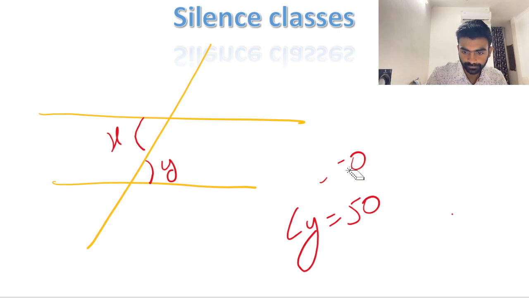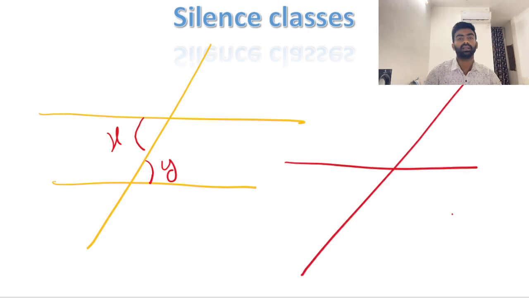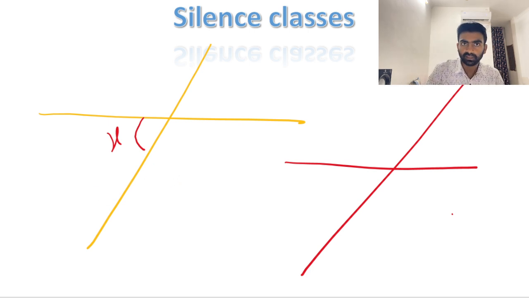Now we will talk about vertically opposite angles. Vertically opposite angles means, if I draw a line like this, and if I cross it like this, okay, if I hide this, if I remove this, just a second, like this, so it will become like this, same.